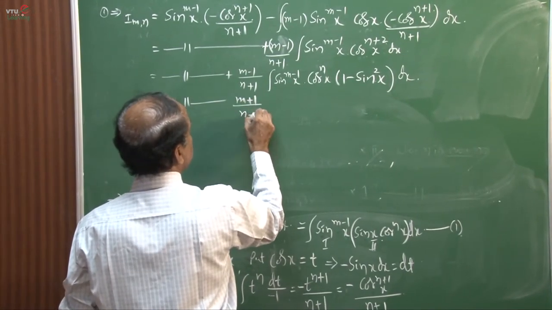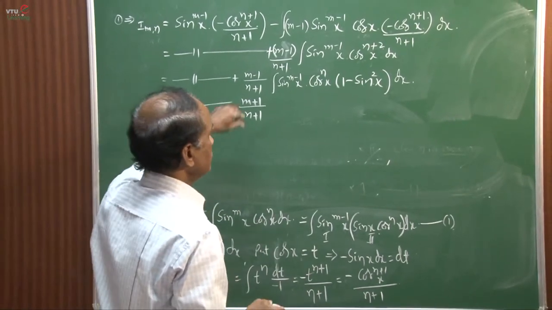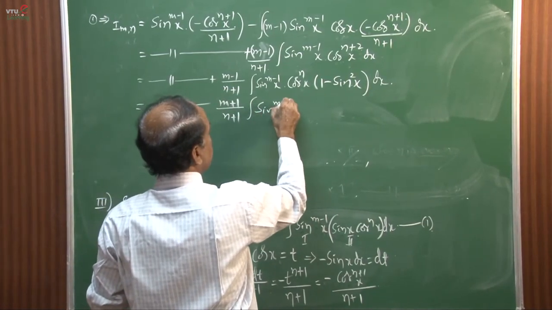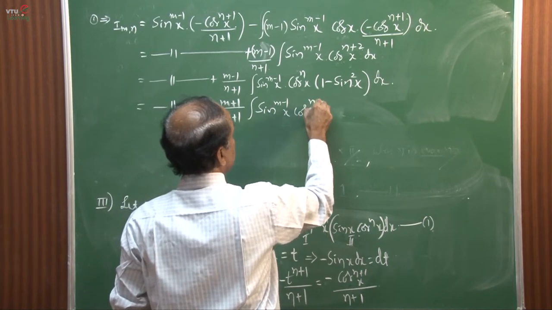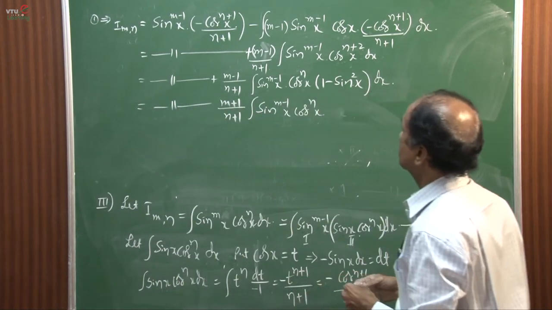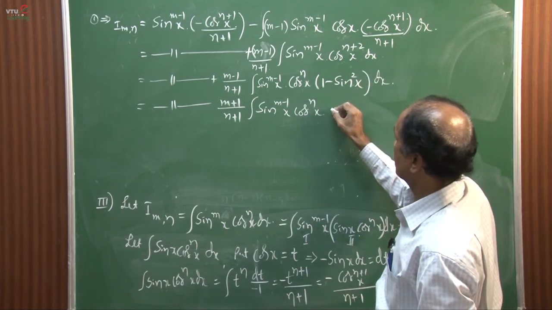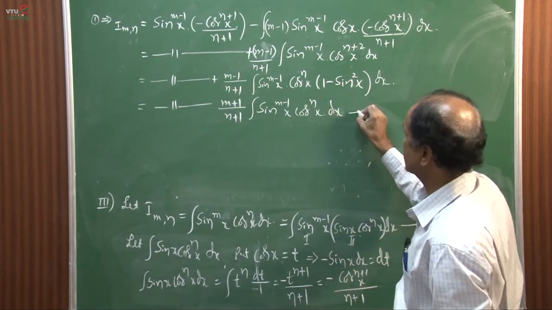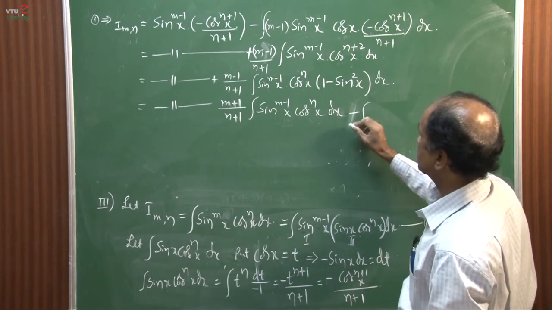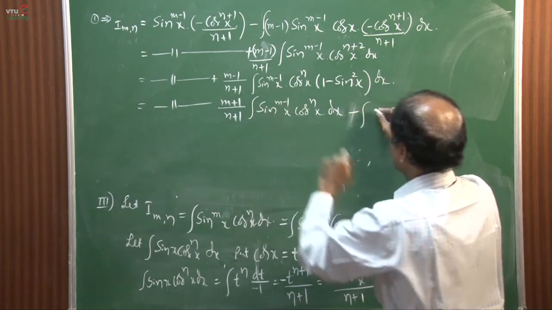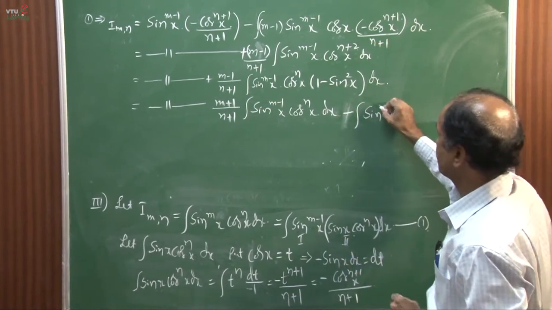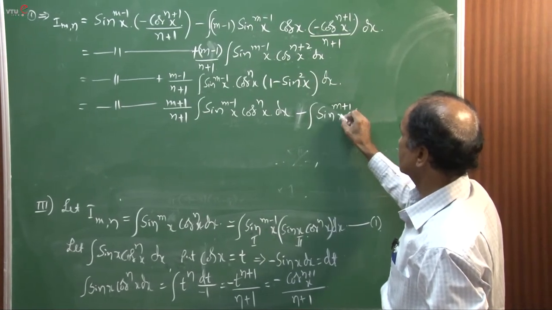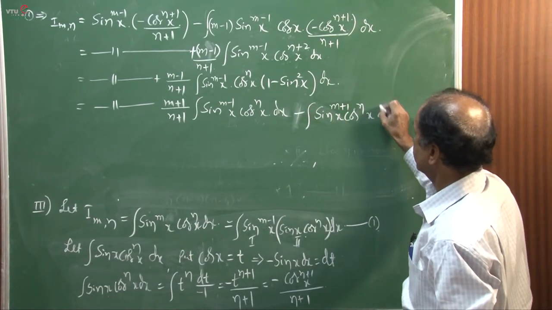the same value, m minus 1 divided by n plus 1, okay, and then this is sin square, okay, right, sin to the power m minus 2 x cos to the power n x multiplied by dx if I separate, and there is a minus sign, plus sign, minus into plus. Then integration, with this you have to multiply, that is sin to the power m minus 1 means m plus 1 x and cos to the power n x and dx.